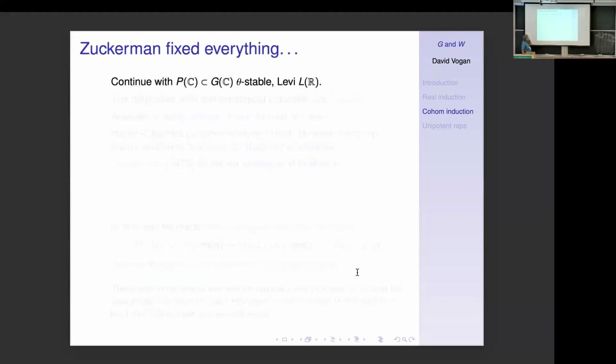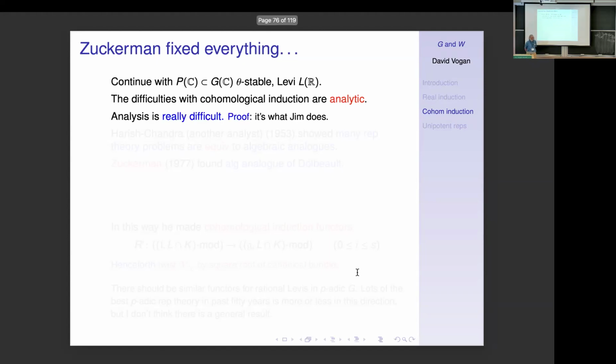So Zuckerman to the rescue. The problems that I just stated are all about analysis, about the image of some differential operator being closed, for example. And that's an analysis problem. And analysis is hard.